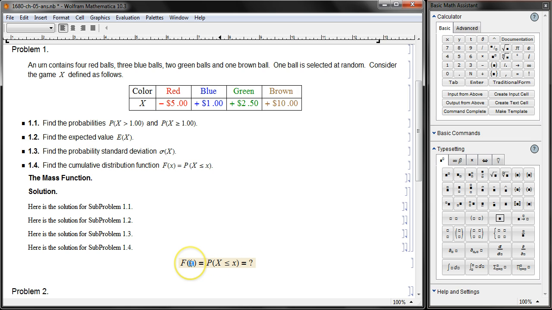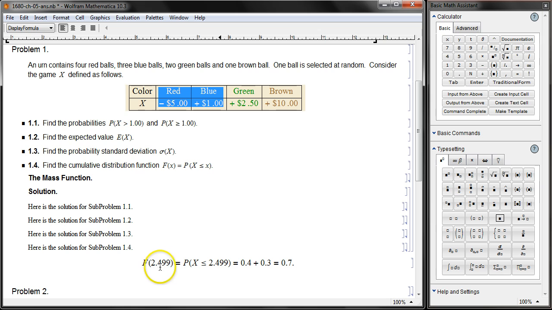So for example, what if you have 2.4? The probability that x yields a value less than or equal to 2.4, well, we have to consider these two, red or blue. So this is 0.4 plus 0.3 equals 0.7. What if you increase this to 2.499? The probability that x yields less than or equal to 2.499, again, just these two, so the same computation holds.